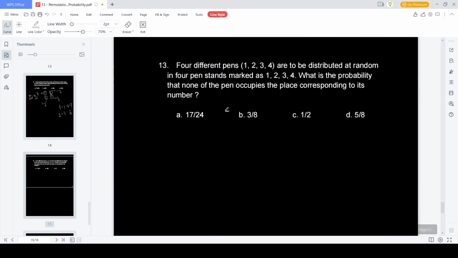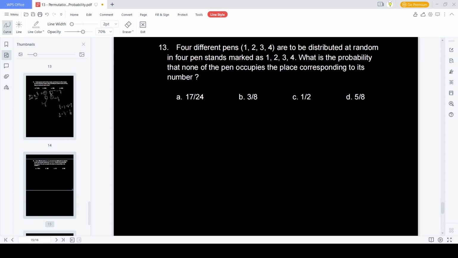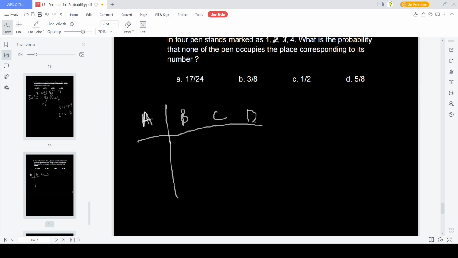Next question. Four different pens, 1, 2, 3, and 4, are distributed at random in four pen stands marked 1, 2, 3, and 4. What is the probability that none of the pens occupy the place corresponding to its number? For this problem, I'll just mark the stands as A, B, C, and D. Okay. So let's say at place A, I fix the number 2, the pen number 2.